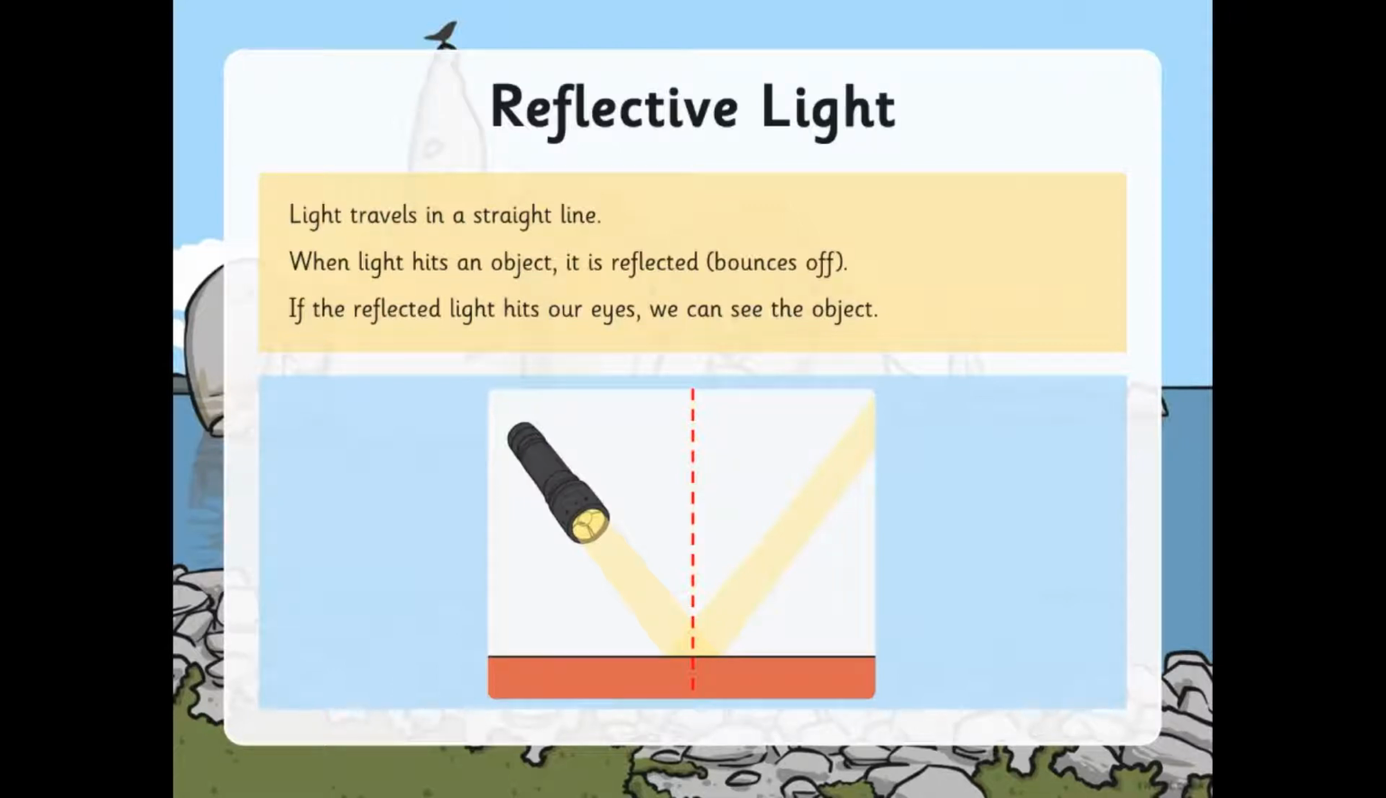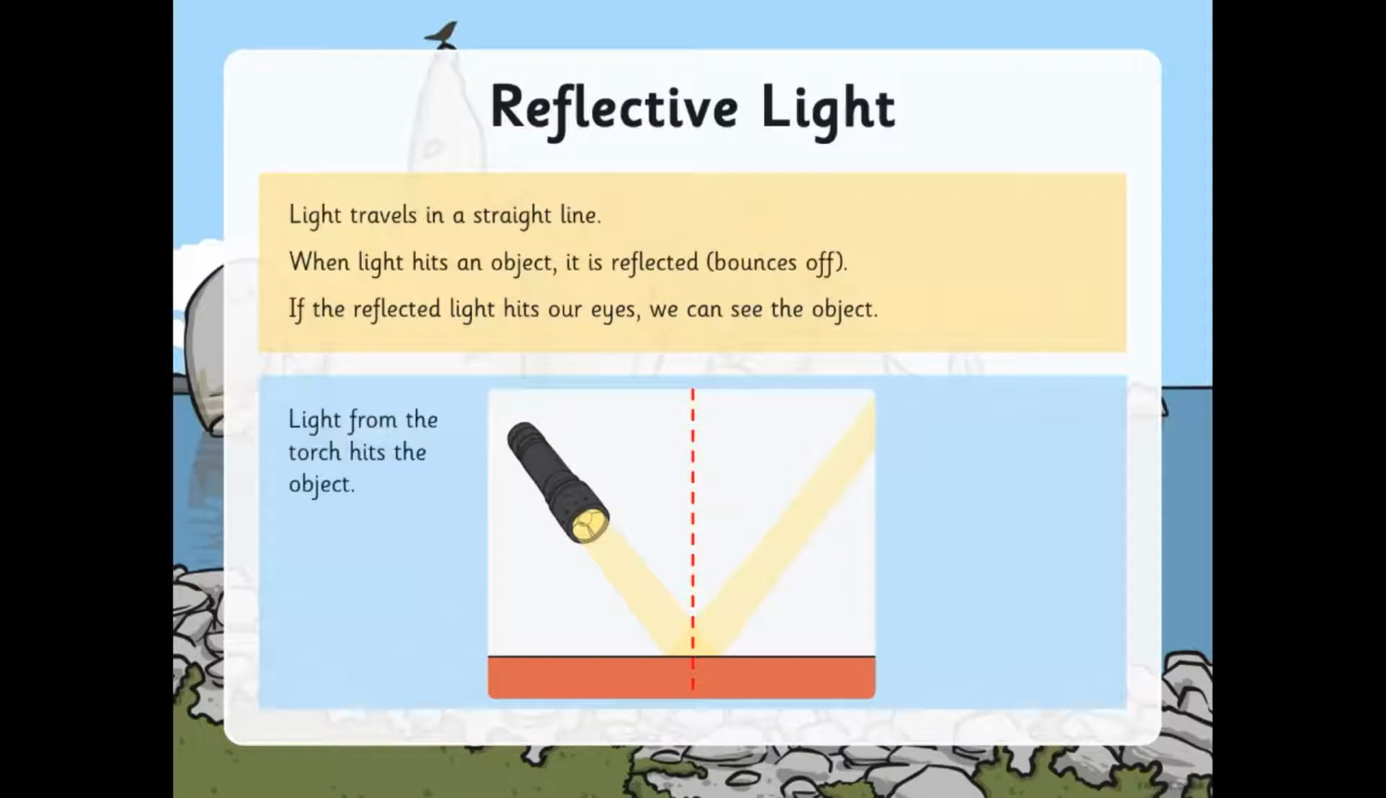So we can see on this diagram here, we've got the torch, which is shining onto the object, and we can see where the light is coming down onto the object, and then it's bouncing back off again and into somebody's eyes there, so they can see that material. Okay, that's what we mean by this idea of reflective light. That's how we see things. It shines onto an object and it bounces back into our eyes.